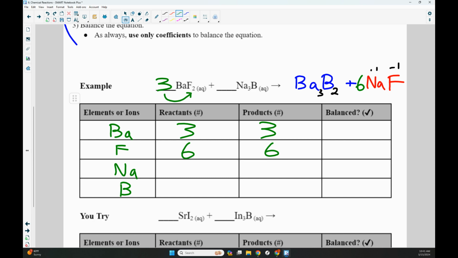It's also going to give me 6 sodiums, which creates something I've got to fix because I only have 3 on the left. So I'm going to put a 2 in there, and that's going to give me 2 times 3 is 6 sodiums on the left. And let's see where we're at with boron. I have 2 borons on the left, and I've got 2 borons on the right. So we are all balanced.